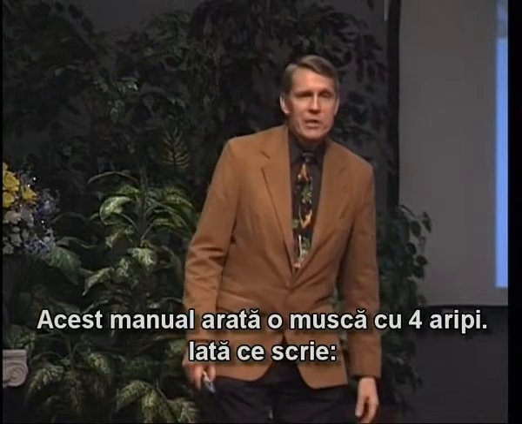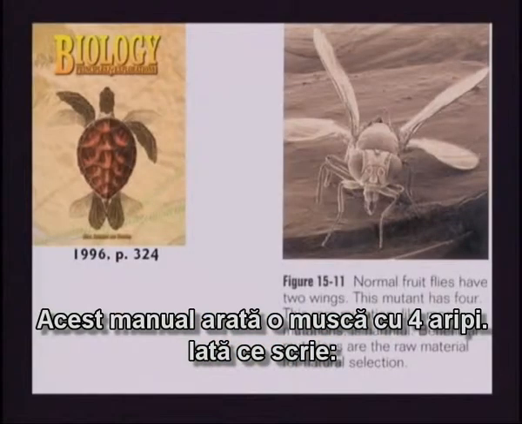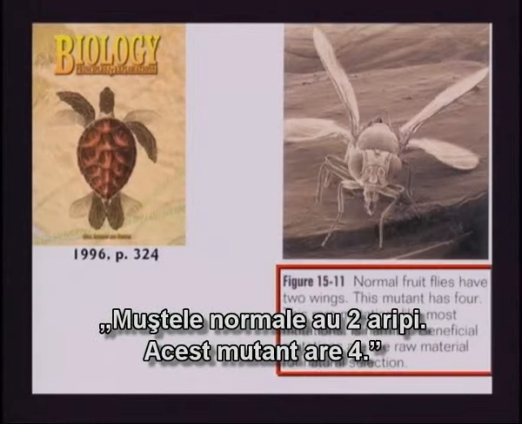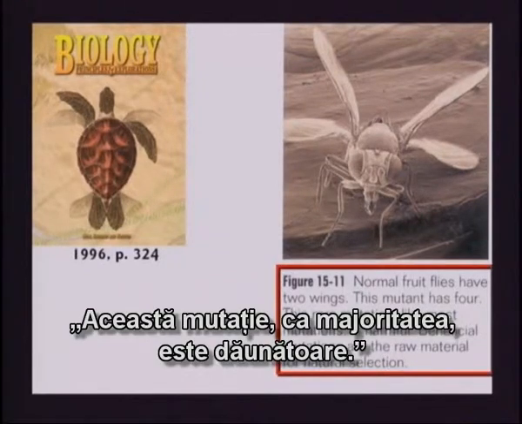This textbook shows the kids a four-wing fly. Look what it says here now. Normal fruit flies have 2 wings. This mutant has 4. This rare mutation, like most mutations, is harmful.